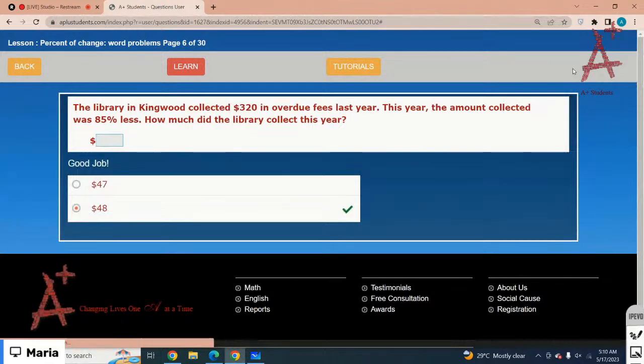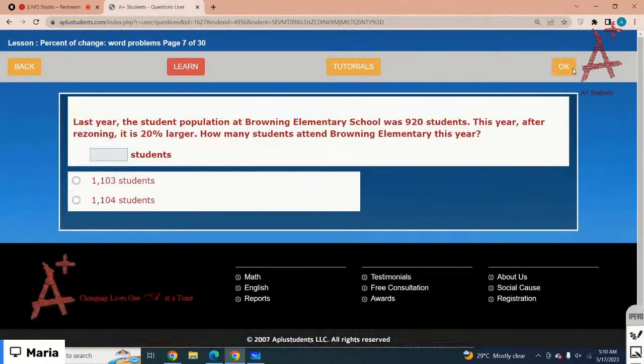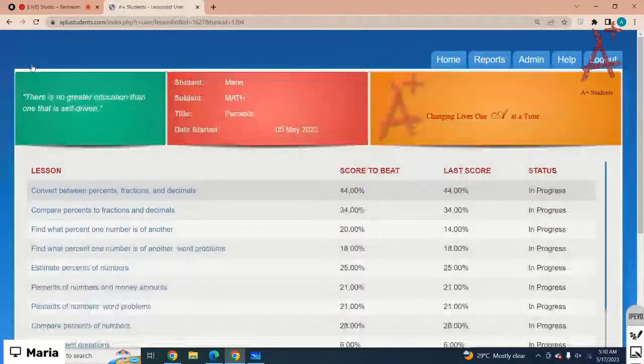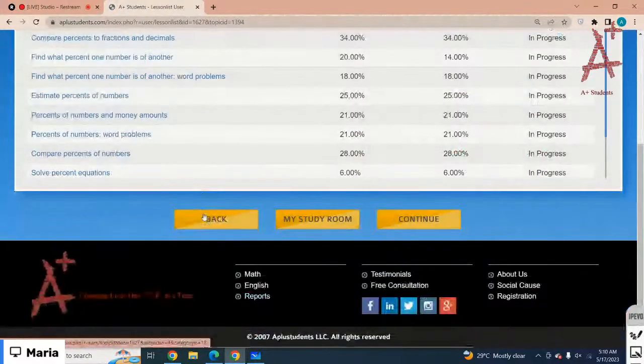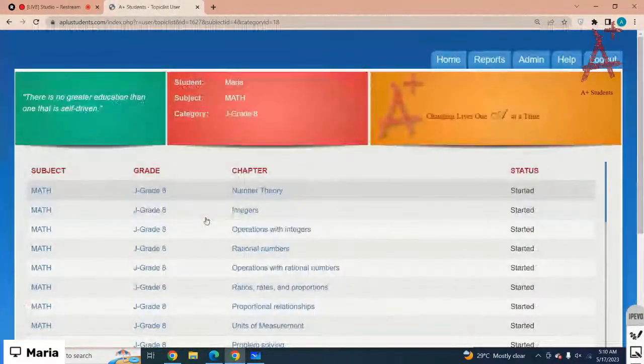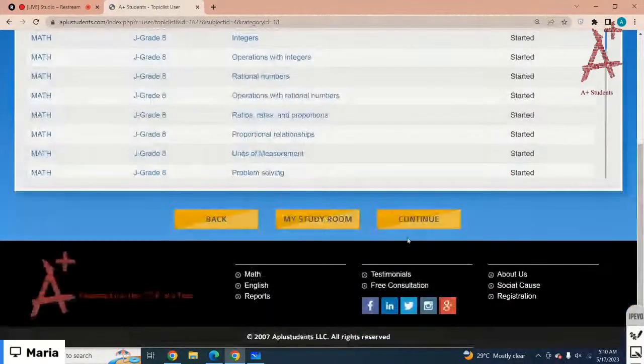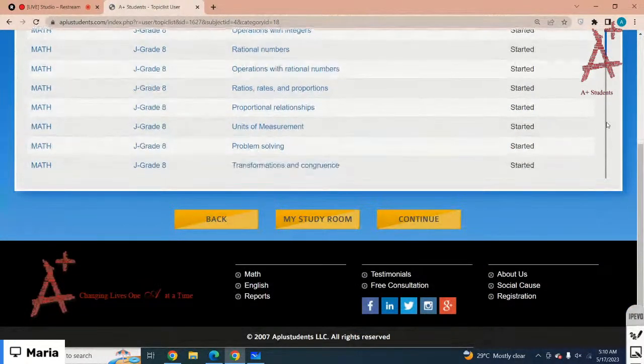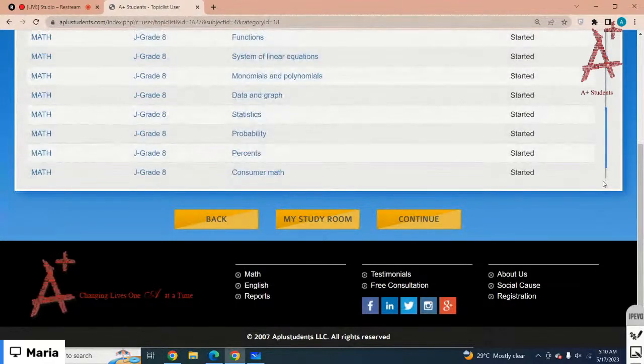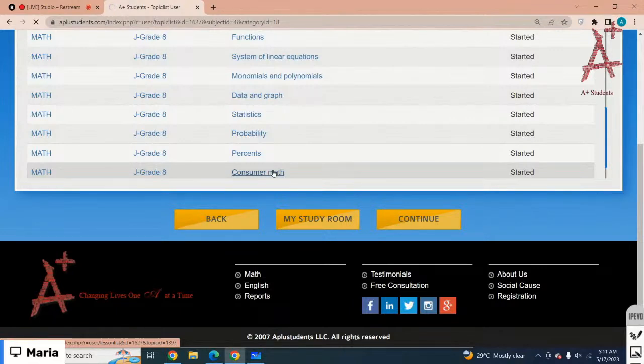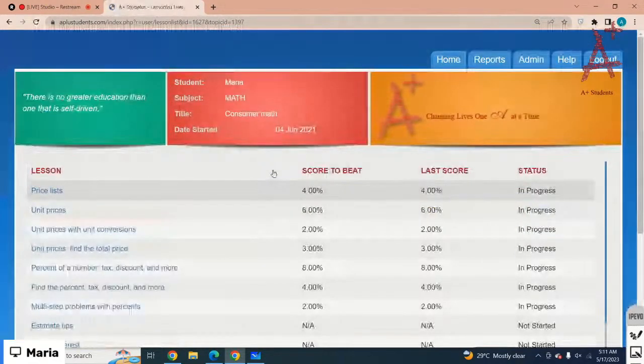Let's move on to the next lesson. We are done with the chapter percents. We're going to start the new chapter, that is probably consumer math. Okay, let's just start with the chapter consumer math. Let's start with the first lesson, that is price list.